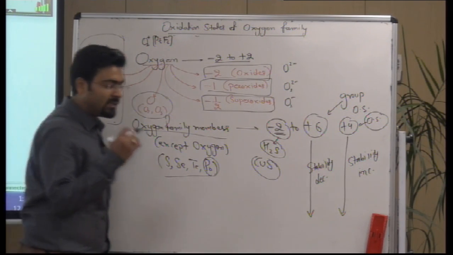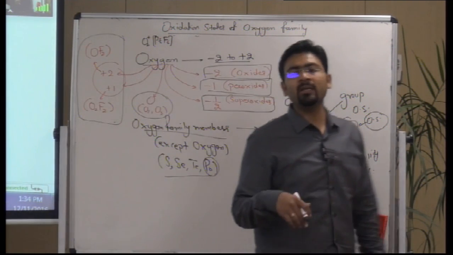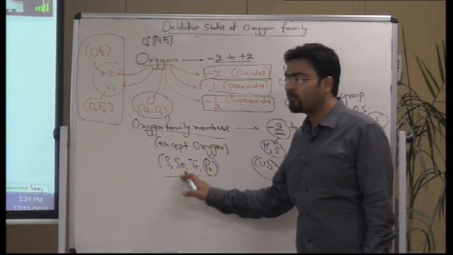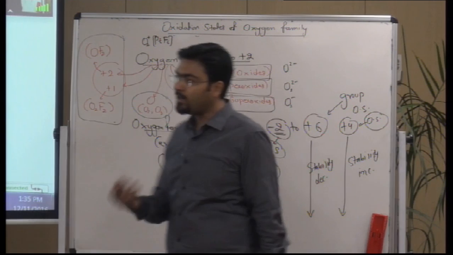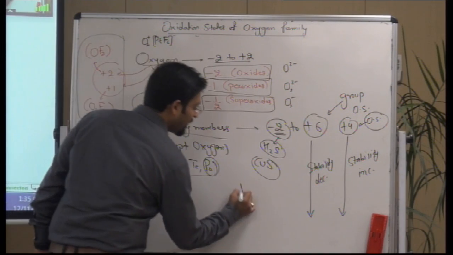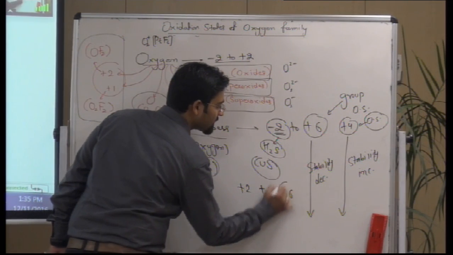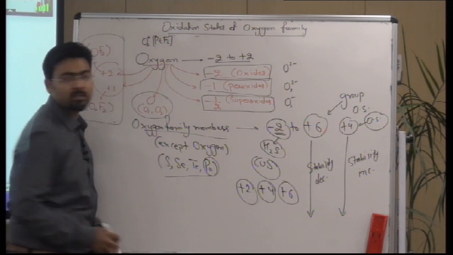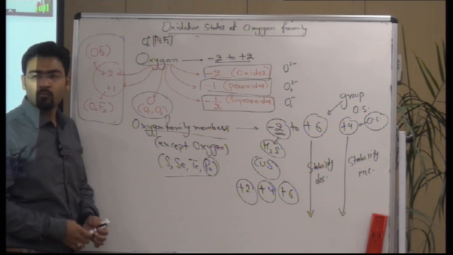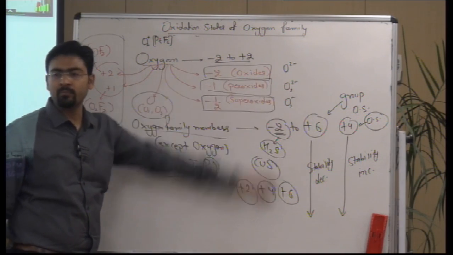But these compounds, not being that electronegative, combine preferably with more electronegative elements like halogens and oxygen, and form compounds which are in +2, +4 and +6. So the most common oxidation states of the oxygen family are +2, +4 and +6, except oxygen. For oxygen, the most common oxidation state is -2.